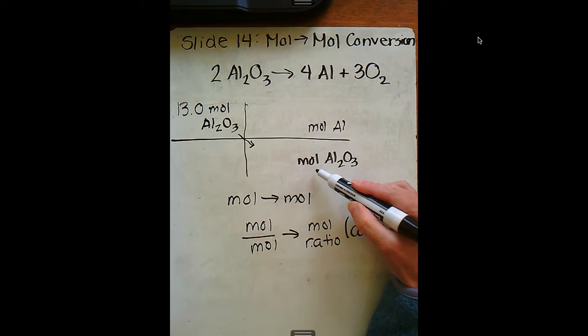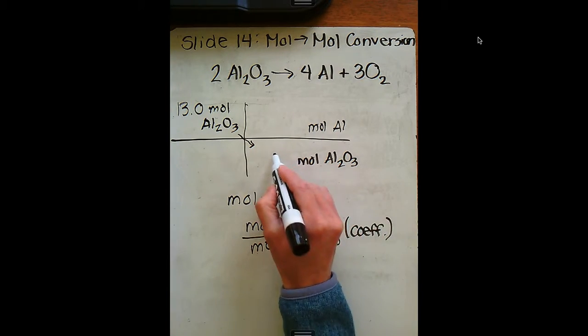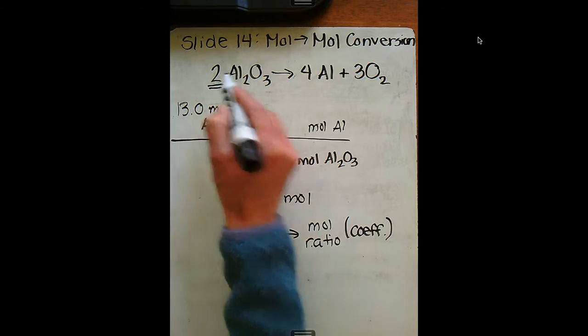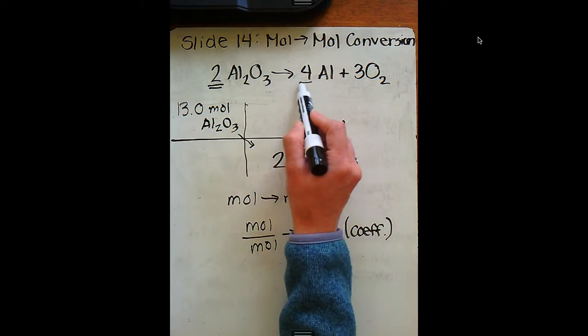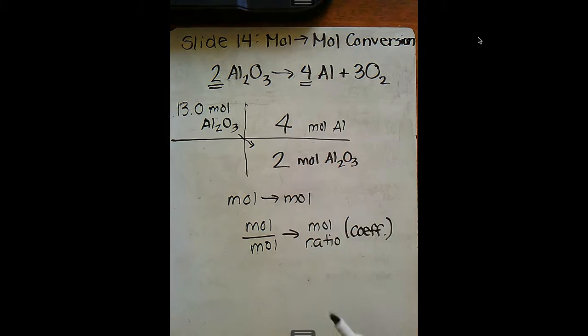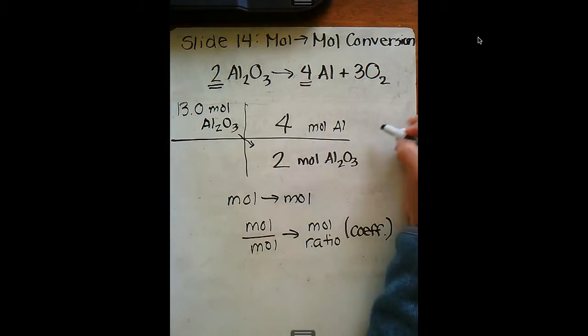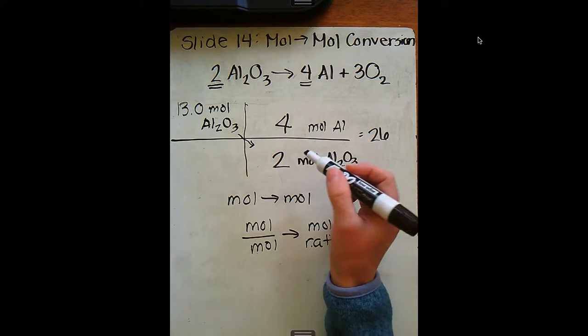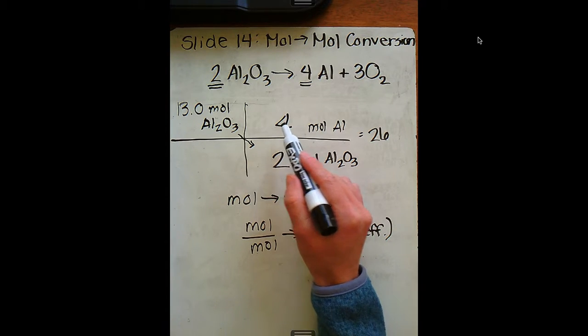So what is the coefficient in front of the aluminum oxide? It's a 2, and I see it right there. What's the coefficient in front of the aluminum? It's a 4. Okay, so you could do this two different ways. You could multiply straight across and then divide, which would be 26. Some of you are going to look at this and say, well, the 4 and the 2 will reduce. That'd be 1 and that'd be a 2, and then 13 times 2 is 26.